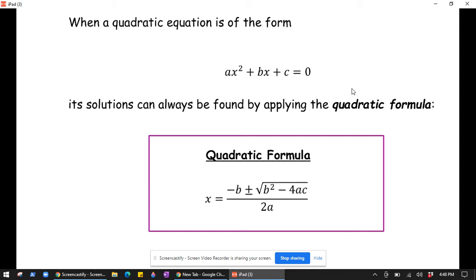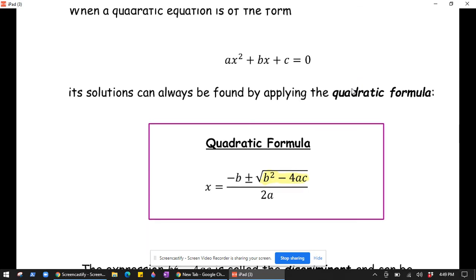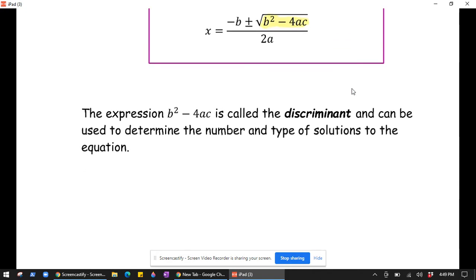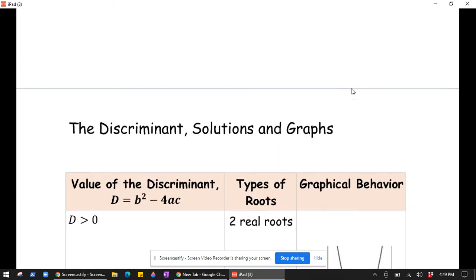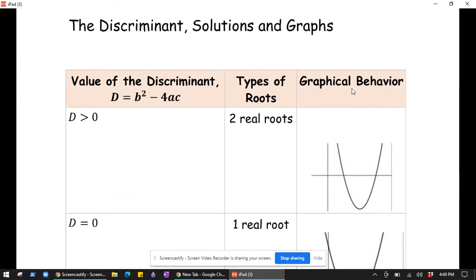We're going to be using that soon, but for today, we're going to focus on just a part of it, which can give us information about the number and types of solutions that this equation has. So that expression b squared minus 4ac that I've highlighted is called the discriminant. That can be used to determine the number and types of solutions to the equation. So let's take a look at the discriminant in more detail here. I've organized the situation into a table, but in a minute we'll take a look at a Desmos animation to get a more dynamic view of what's going on.